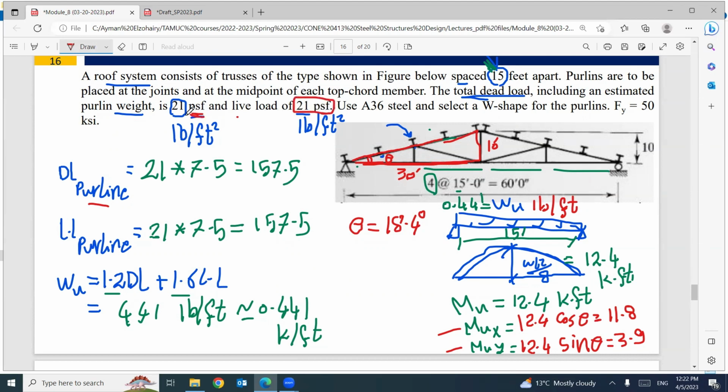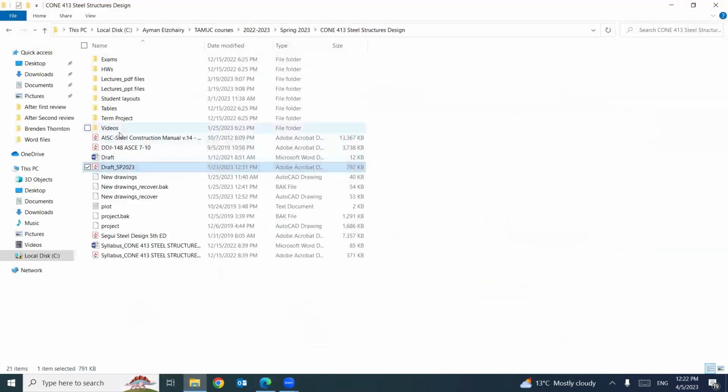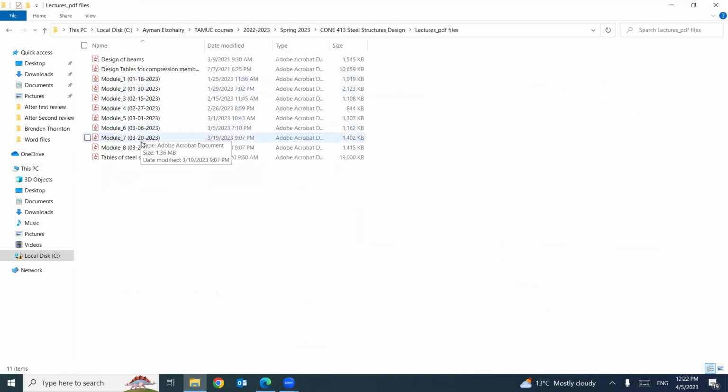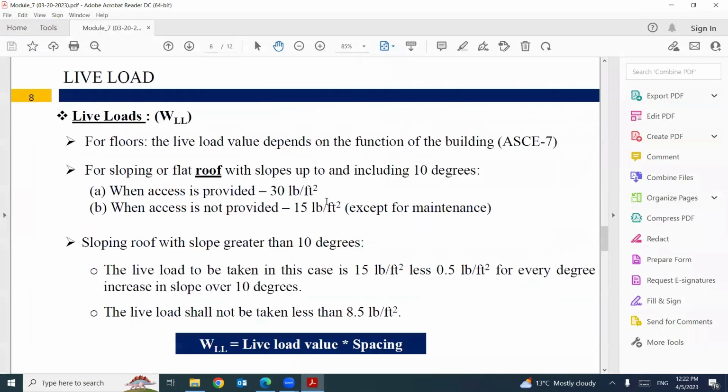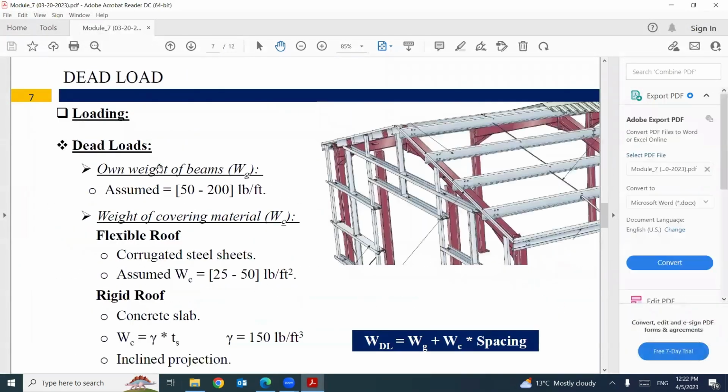We have estimation for these values, if you remember. If they are not given, I can figure them out using this estimation. Here you go. The dead load, if the own weight of the purlin is not given, we can assume it's something between 50 and 200 pounds per foot. If you have corrugated steel sheet, I can assume 25 to 50 pounds per square feet.